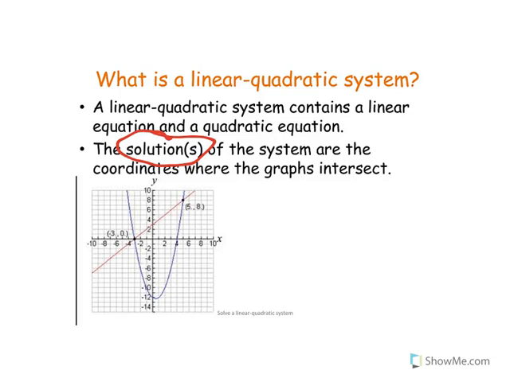The example listed here has two solutions. In this particular system, (5, 8) is one solution that satisfies both the linear and quadratic equation, and (-3, 0) is the second that satisfies both equations.